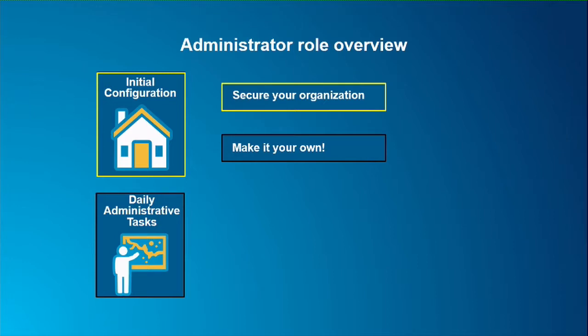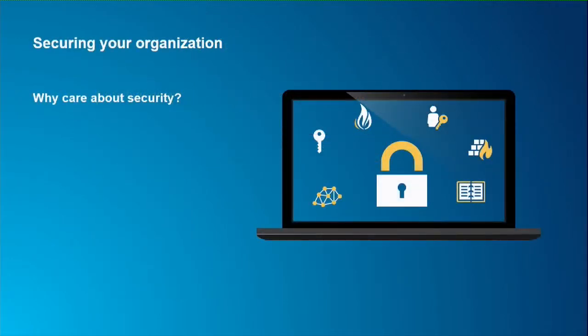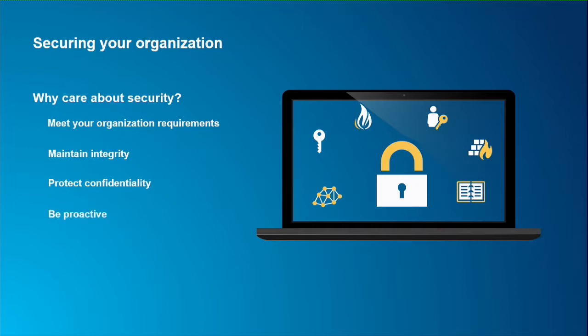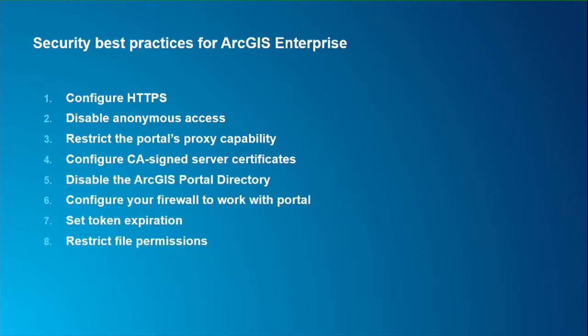So let's start with everyone's favorite subject, security. As an administrator, why should you care about securing your organization? Well, first, your organization likely has security requirements and regulations that they must meet, so you probably have no choice but to care about security. Next, you want to maintain the integrity of your members' information and their data by avoiding unauthorized tampering. Next, securing your organization is important in protecting the confidentiality of your members' information and their private data. And lastly, we urge you to be proactive in securing your organization. Don't wait until a security threat becomes a reality in your organization to think about security.